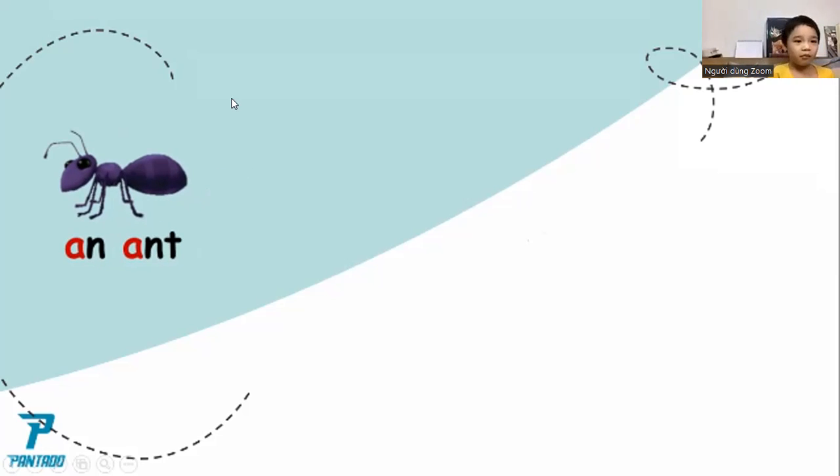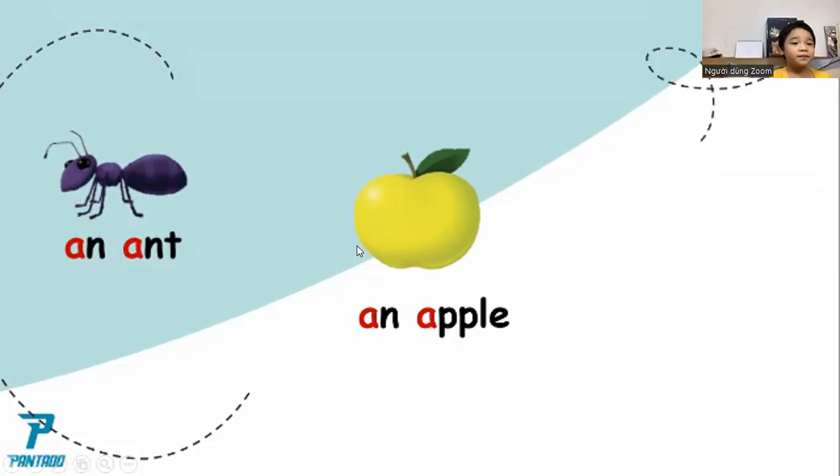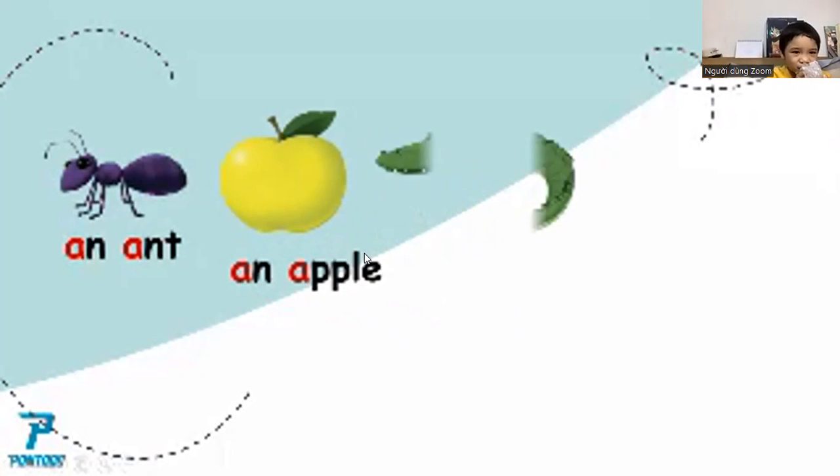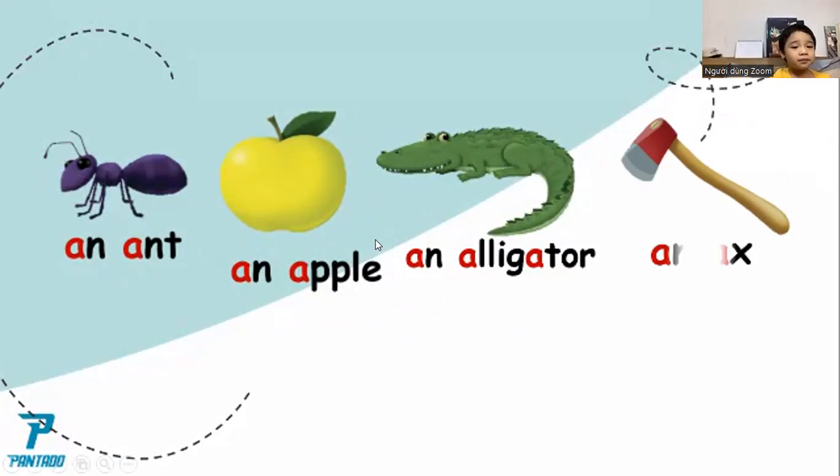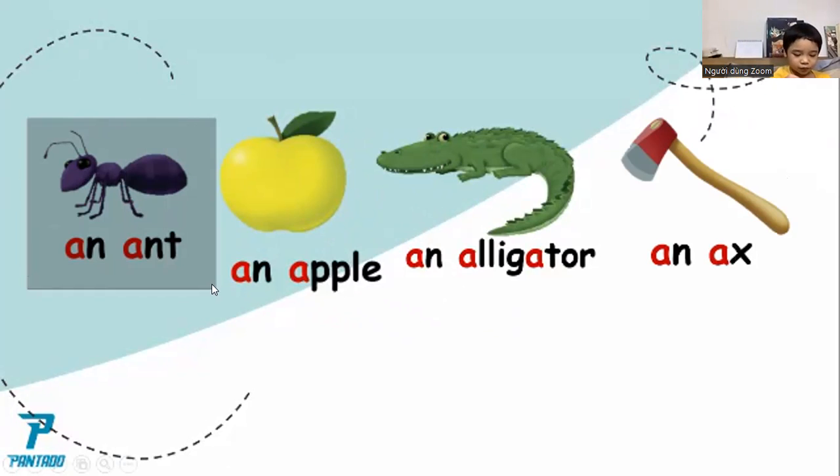You say A for ant. A for ant. Very good. A for apple. A for apple. Great job. Okay, next we have A for alligator. A for alligator. Very good. Next, A for axe. A for axe. Great job. So this time, you're going to tell me the name of the picture.